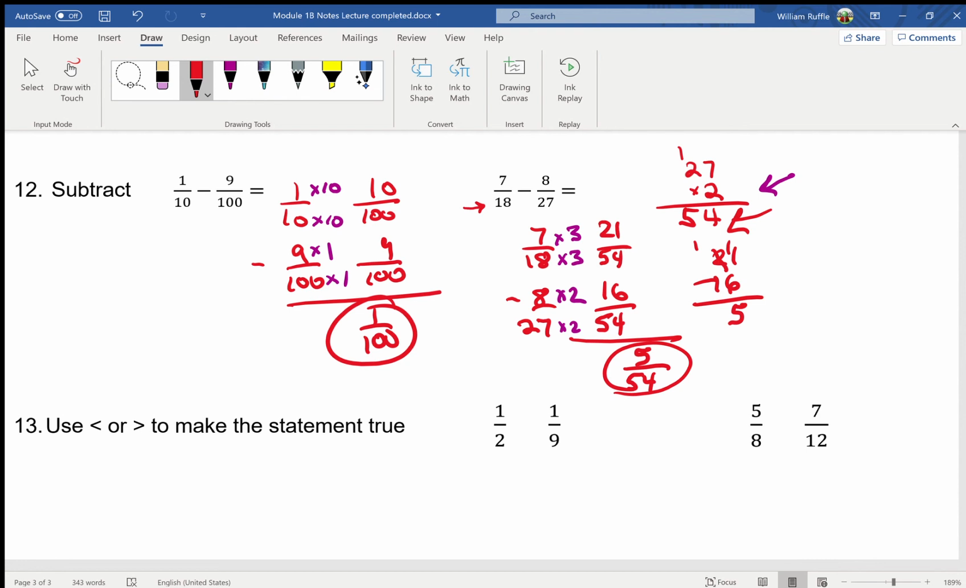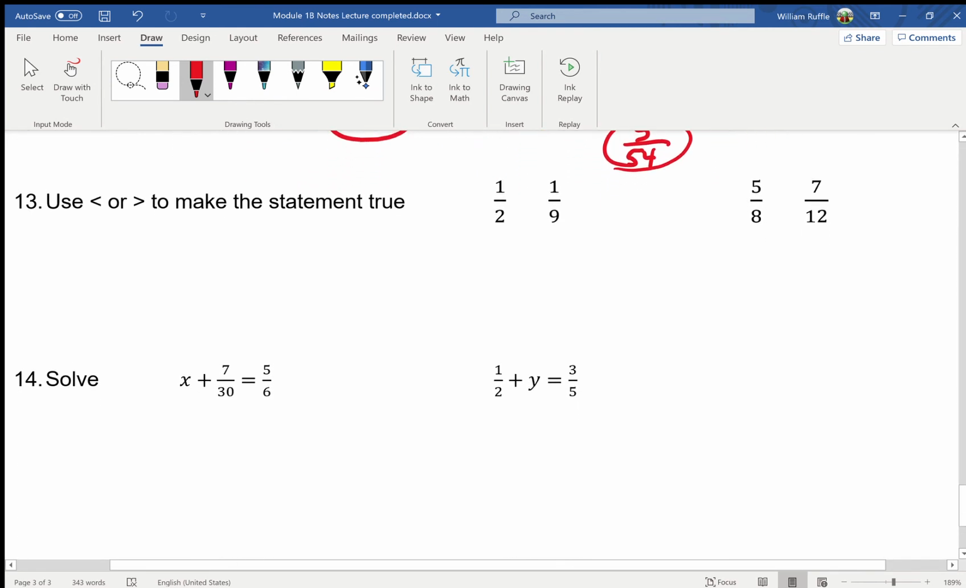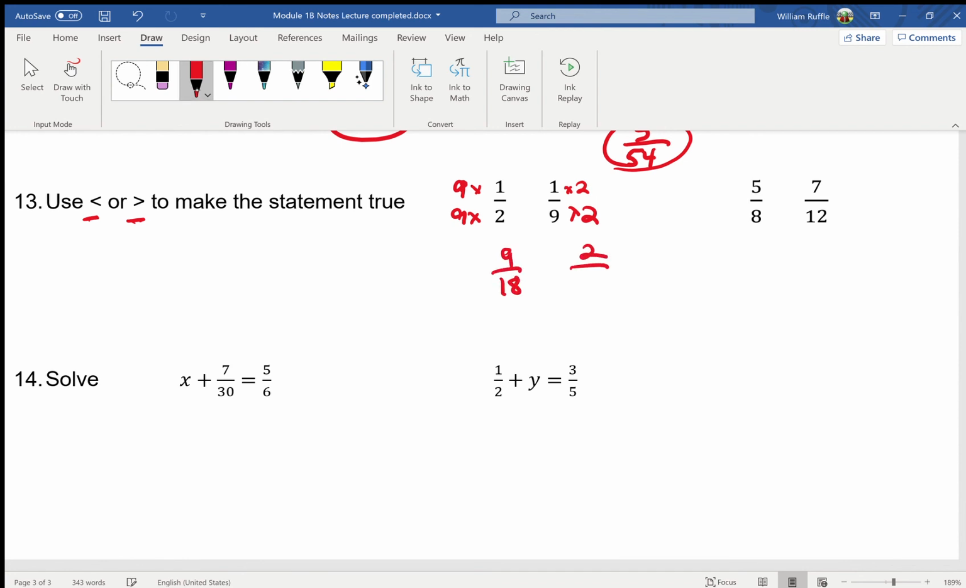Now, these next things, they're going to put you in here saying use the less than or greater than sign to make the statement true. So now, when we're doing this, and there are multiple ways of doing this, but since we're finding common denominators, that's the goal. So if we look at 2 and 9, the first common multiple is 18. So really, I need to multiply top and bottom by 9. Then this one I need to multiply top and bottom by 2. So I get 9/18, and then I get 2/18.